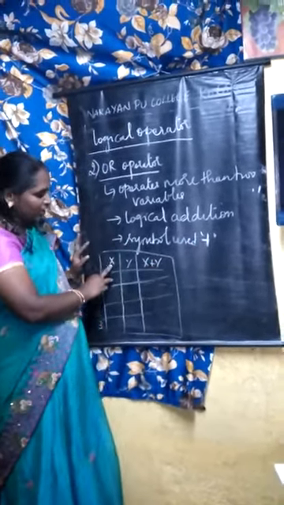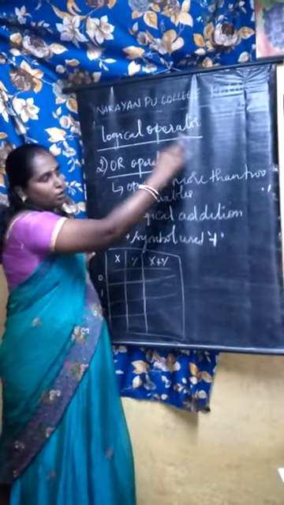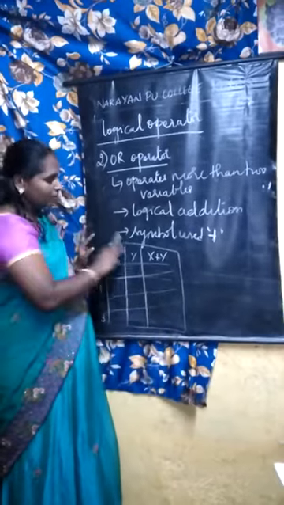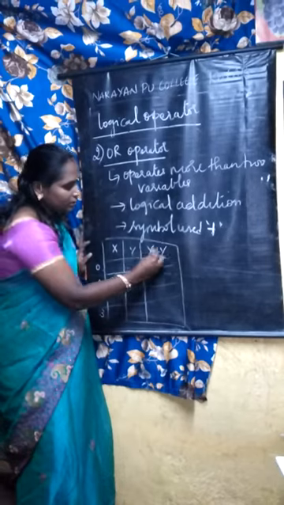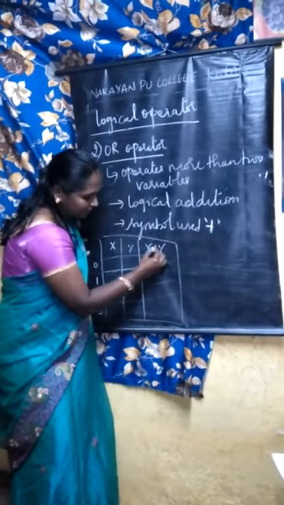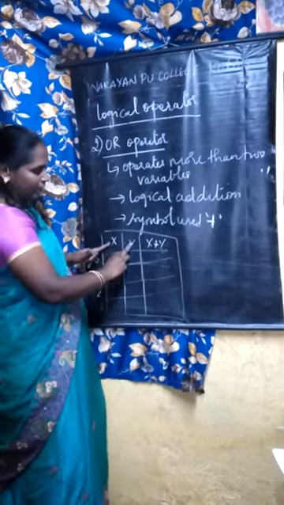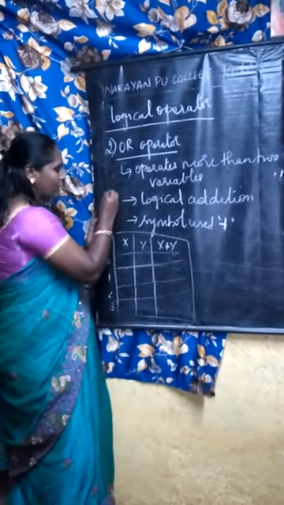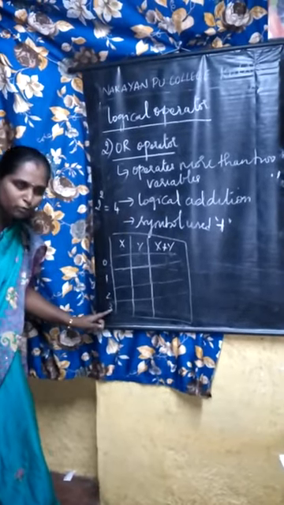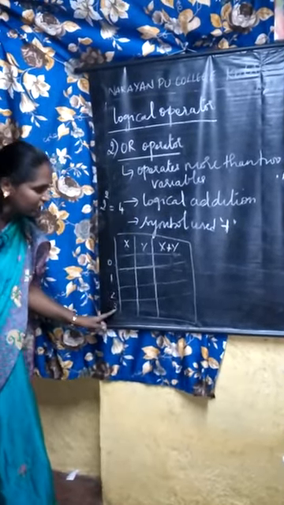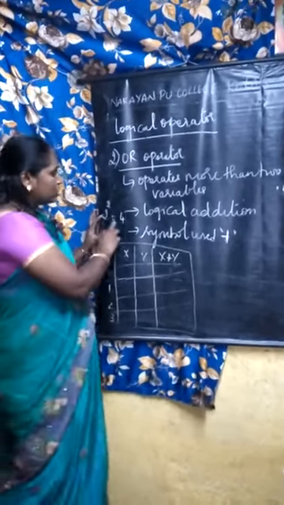Consider an expression with two variables. I have already said the OR operator operates on more than one variable, so first we will consider two variables, x and y. The logical addition symbol is plus, so x plus y. How many inputs are there here? x and y, that is 2. 2 squared is 4. So there are 4 possible ways of inputting, 4 possible rows.